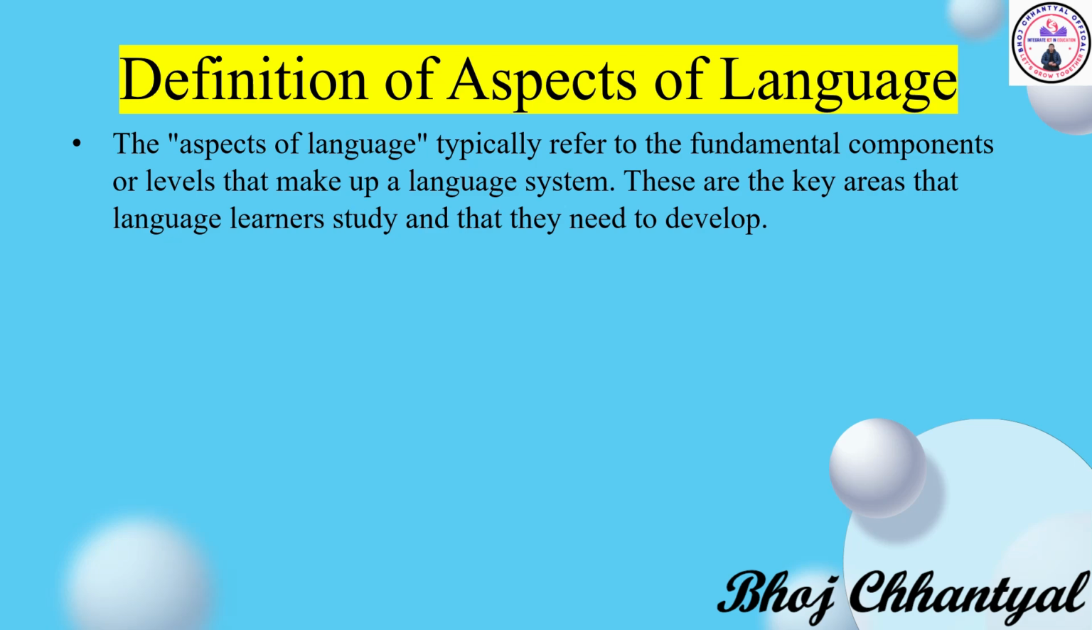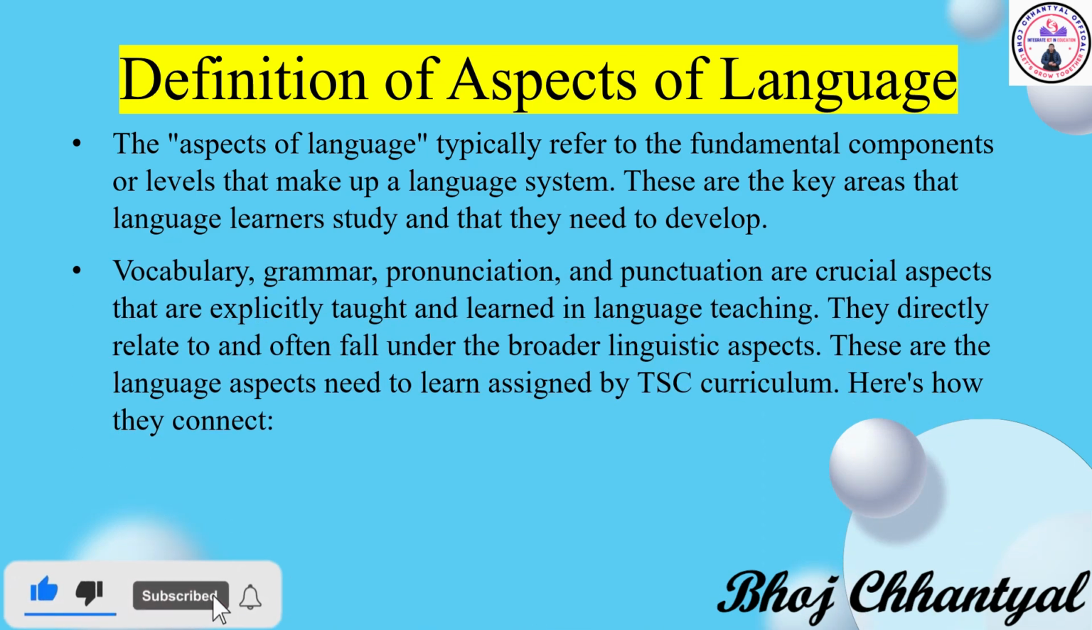The aspects of language typically refer to the fundamental components or levels that make up a language system. These are the key areas that language learners study and that they need to develop. Vocabulary, grammar, pronunciation, and punctuation are crucial aspects that are explicitly taught and learned in language teaching. They directly relate to and often fall under the broader linguistic aspects. These are the language aspects to learn assigned by the TSC curriculum.